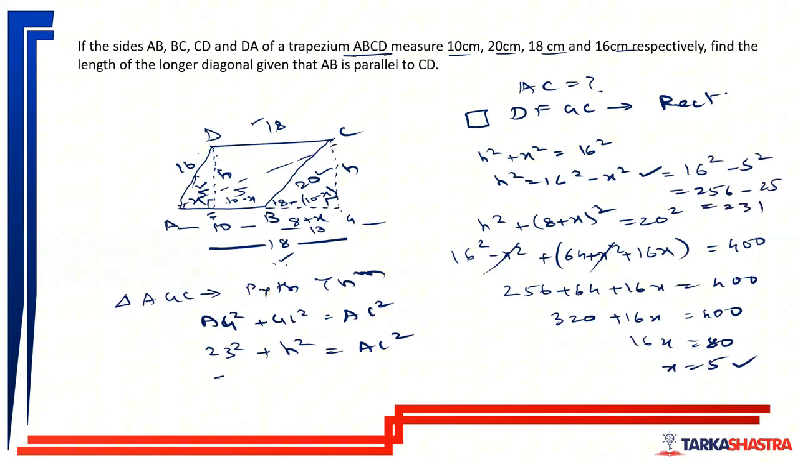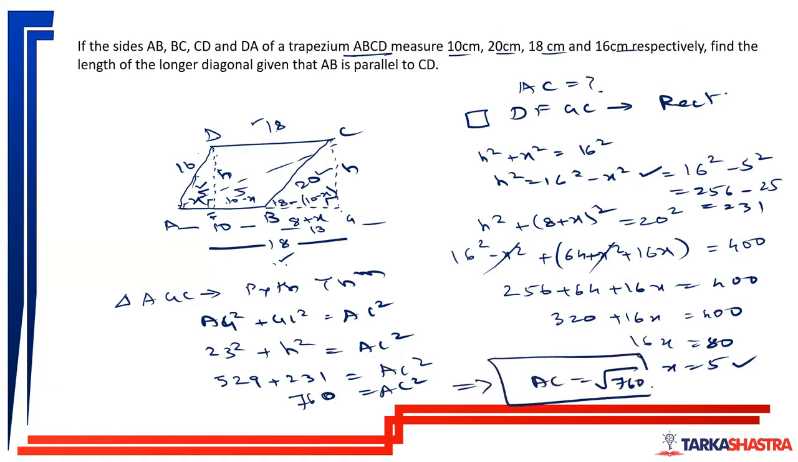So 23 square is 529. Plus 231 is equal to AC square, which is 760. So this gives me AC is equal to root 760. So the length of the longer diagonal is root 760. Okay, moving forward.